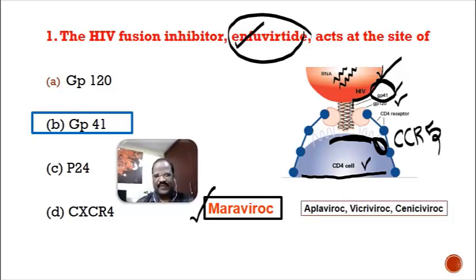CCR5 receptor is seen on the surface of the CD4 cell, thereby not allowing the virus to get attached to the CD4 cell. So the take-home message is there are two important groups of viral entry inhibitors. One is enfuvirtide acting on viral GP41. Another group is CCR5 blockers like Maraviroc, Aplaviroc, Vicriviroc. All these are viral entry inhibitors.